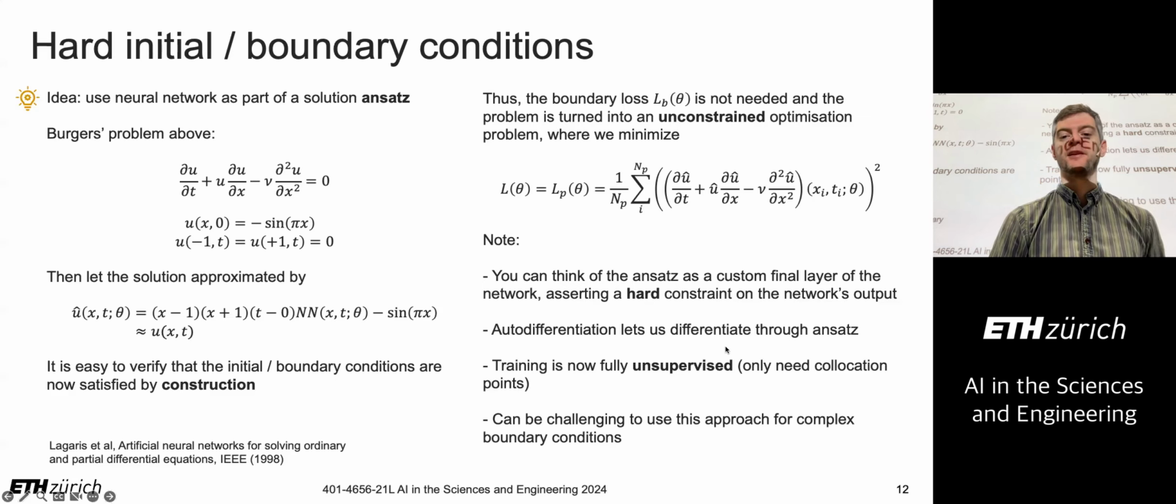And if you think of it that way, then it's really obvious that you can still get gradients of this with respect to the inputs, which we need to evaluate the physics loss, because we can just use autodiff to differentiate through the whole ansatz. And what's also really neat now is we don't need any training data at all. We don't need any examples of the boundary conditions because they're hard constraints. And so the PINN now trains in a fully unsupervised way.